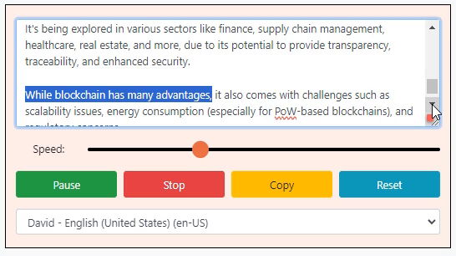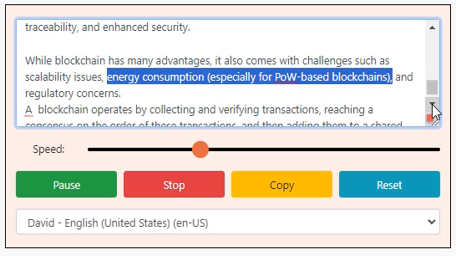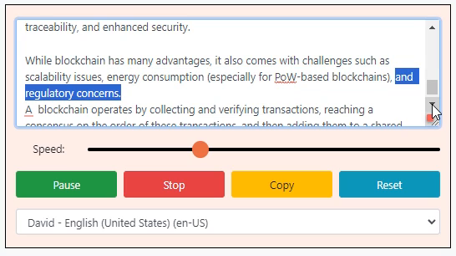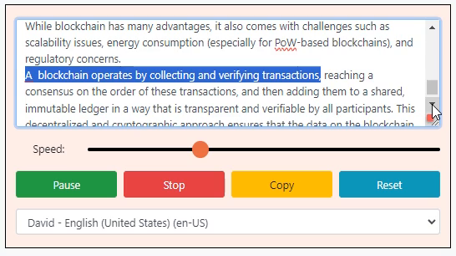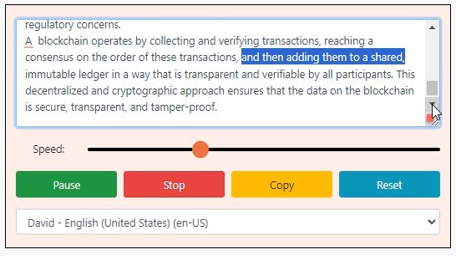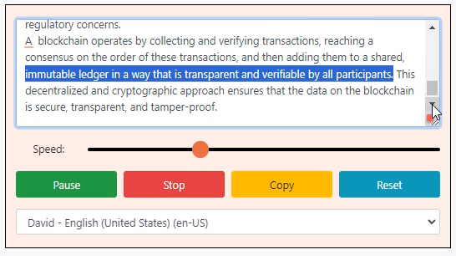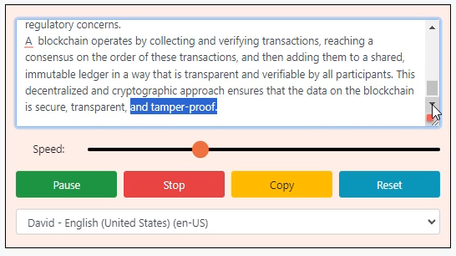While blockchain has many advantages, it also comes with challenges such as scalability issues, energy consumption, especially for POW-based blockchains, and regulatory concerns. A blockchain operates by collecting and verifying transactions, reaching a consensus on the order of these transactions, and then adding them to a shared, immutable ledger in a way that is transparent and verifiable by all participants. This decentralized and cryptographic approach ensures that the data on the blockchain is secure, transparent, and tamper-proof.